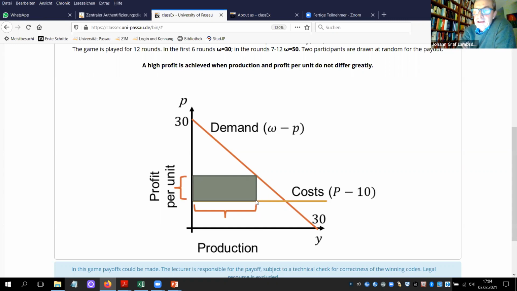And I give you as my students the following hint: a high profit is achieved when production and profit per unit do not differ greatly. So you don't want this rectangle to be too flat or too thin, but rather shaped as a square. So that is my hint to you. Okay?